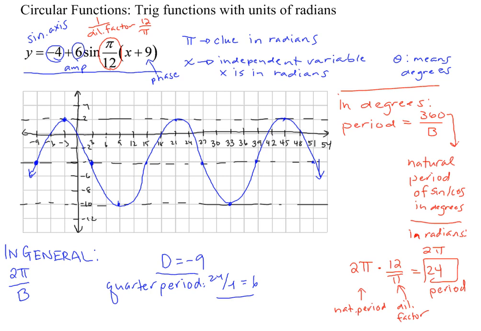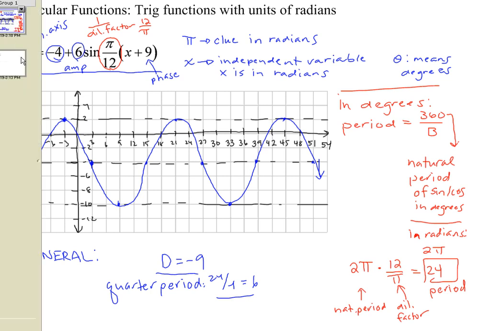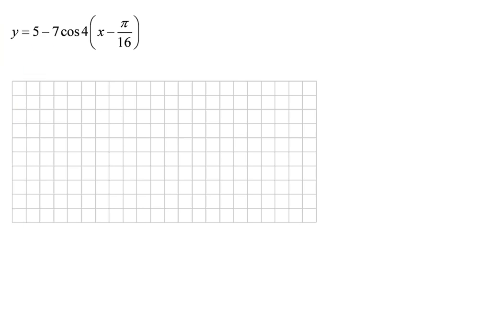Let's take a look at one other circular function problem. This is a slightly different one. It's going to be a little bit harder for us to figure out the scale, but let's just start with what we know. I know that the sinusoidal axis is 5 and the amplitude is 7. So I'm going to go ahead and put my vertical scale on here.